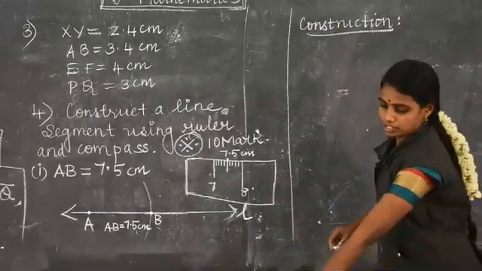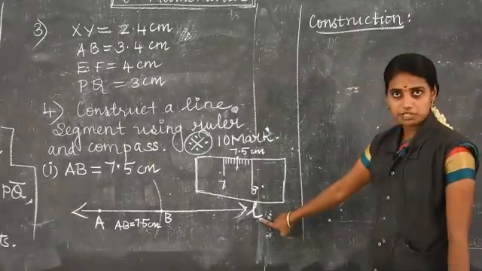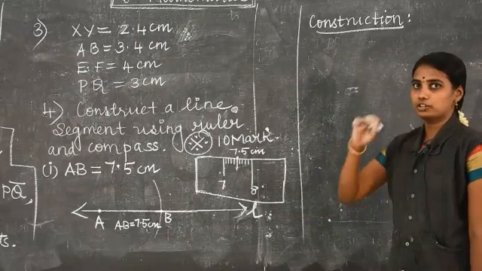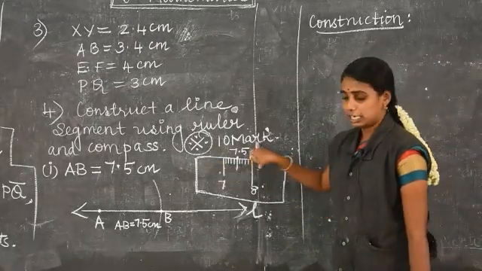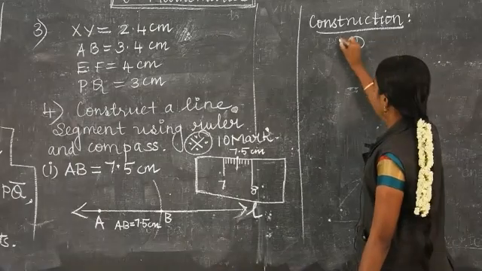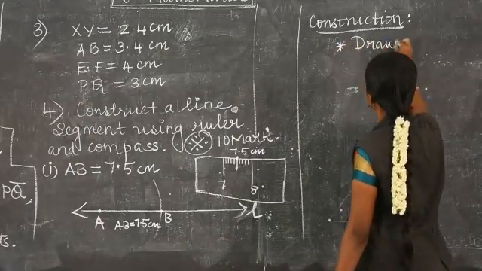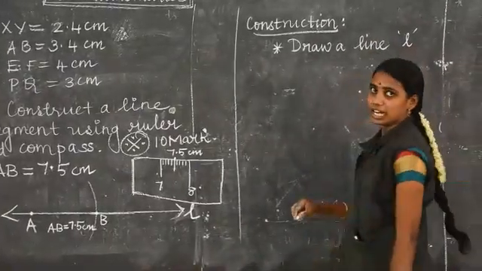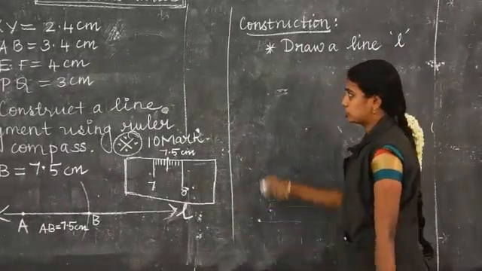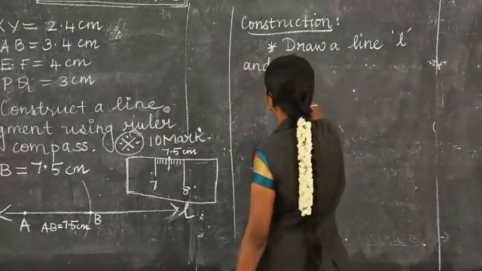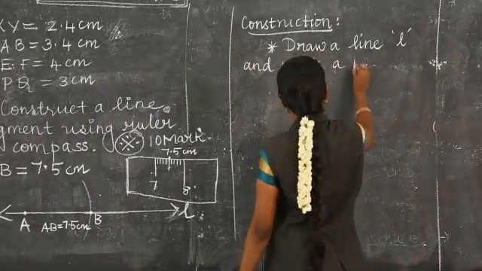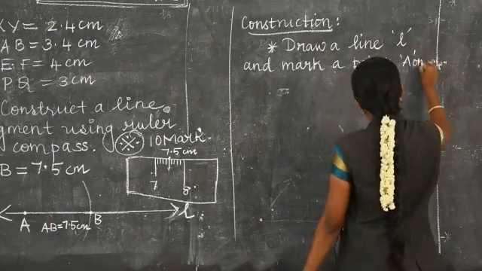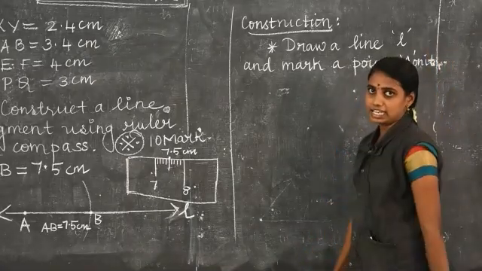Okay, my dear, listen. This name is important. Line AB is important. Clear? If you didn't mention it, 1 mark will be reduced because it's a 10 mark question. Construction, first point: draw a line L. We have drawn a line L, yes or no? And mark a point A on the line L.